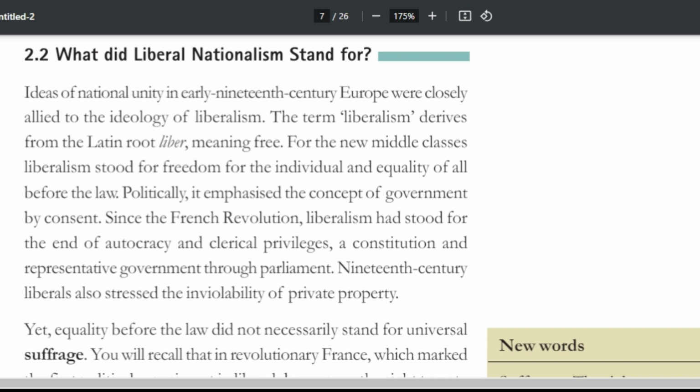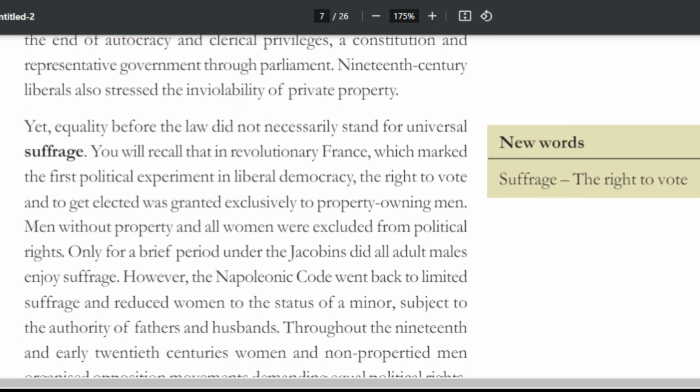19th century liberals also stressed the inviolability of private property. Yet, equality before the law did not necessarily stand for universal suffrage. You will recall that in revolutionary France, which marked the first political experiment in liberal democracy, the right to vote and to get elected was granted exclusively to property owning men, known as active citizens. Men without property and all women were excluded from political rights and were known as passive citizens.